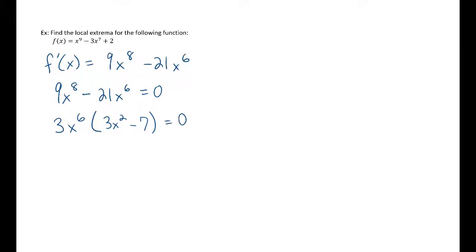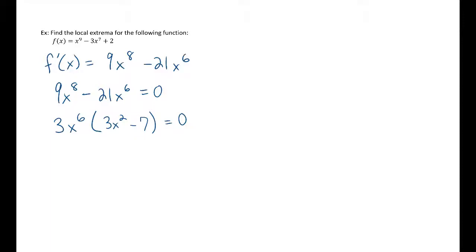And now we are going to set that equal to 0 because it's defined everywhere. So 9x to the 8th minus 21x to the 6th is equal to 0. We need to solve this for x. First thing we could do is pull out a GCF. What's in common? We have a 3 in common. We have an x to the 6th in common. So that should leave us with 3x to the 6th times the quantity 3x squared minus 7, set equal to 0.